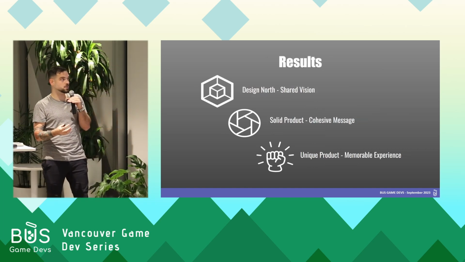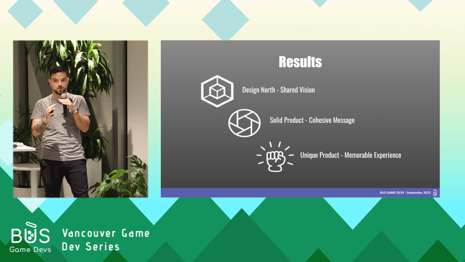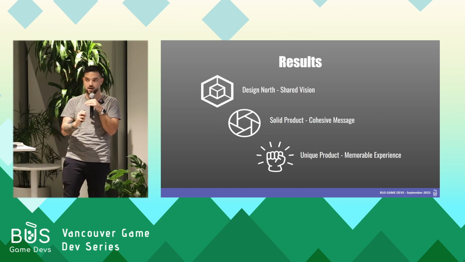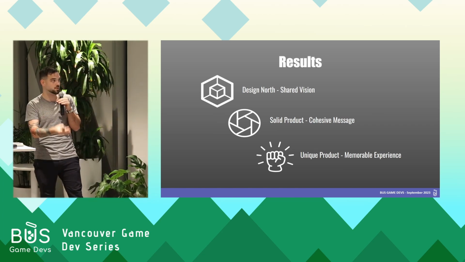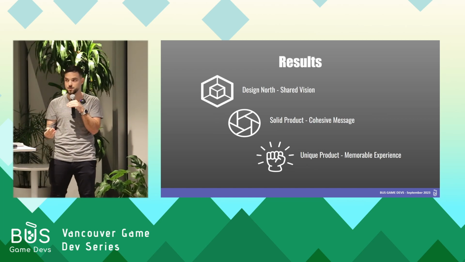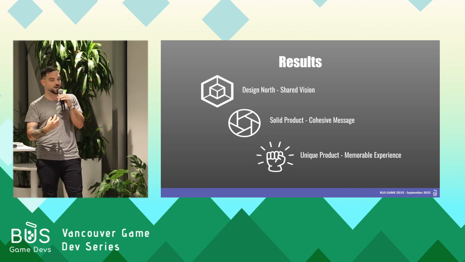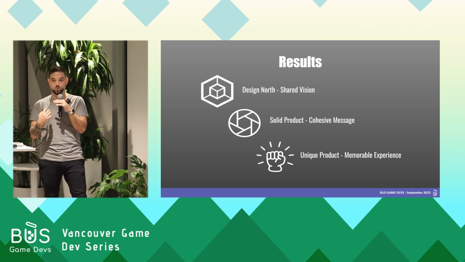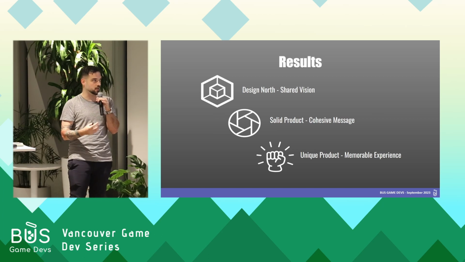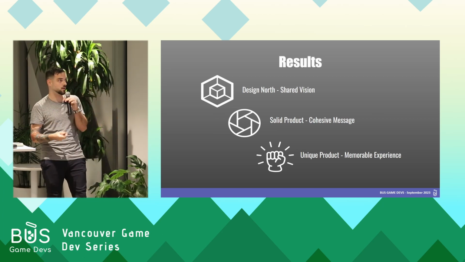And the result is that you have a design north. If you define your core pretty well from the beginning, you have a design north, and you have a shared vision. Remember when I talked about the team suffering because of my bad design choices? Now we all have the same vision, and we can all discuss where to go next and what to do, because we share that vision.